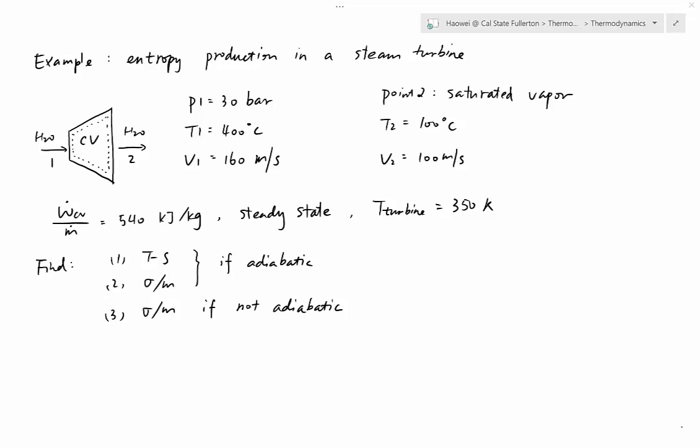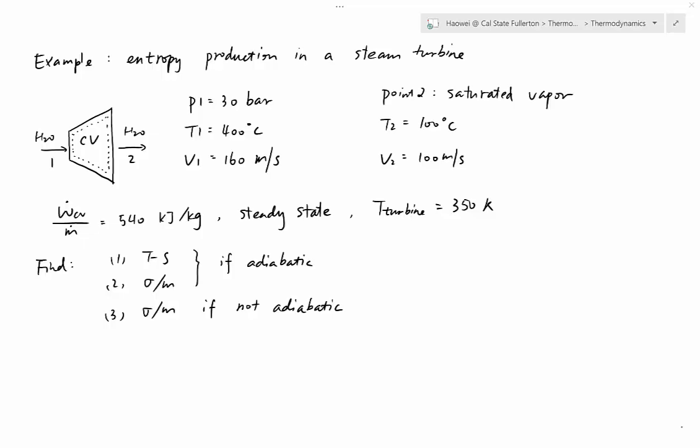Okay, so now let's do one example for entropy rate balance equation. Here we have a steam turbine. We always use a diverging duct for steam turbine because what happens in a steam turbine is an expansion process. And we know the working fluid is water. Inlet is number 1, outlet is number 2. We know P1 is 30 bar, T1 is 400 Celsius, and V1 is 160 meter per second.